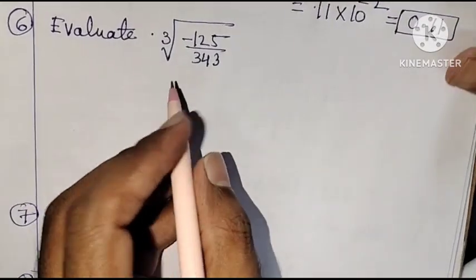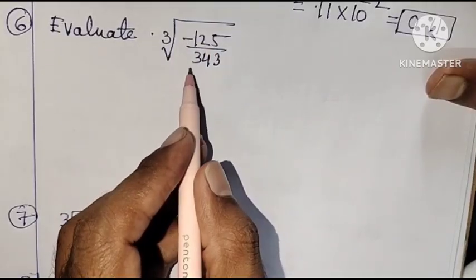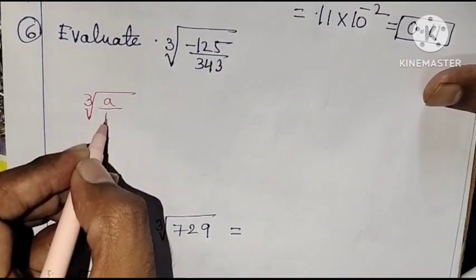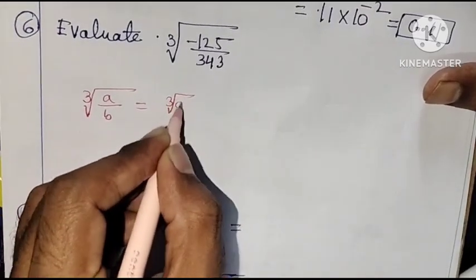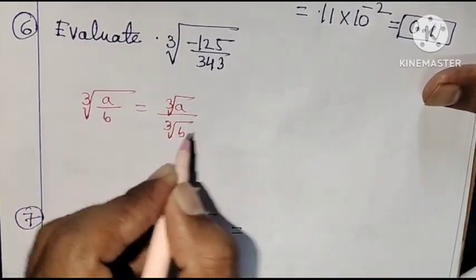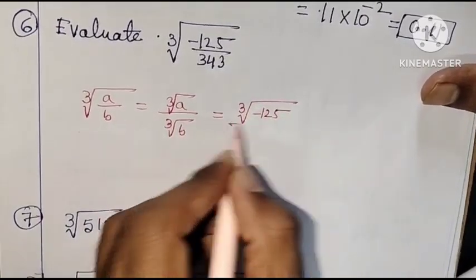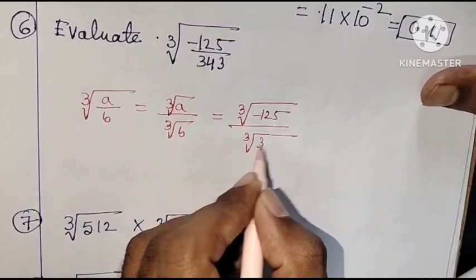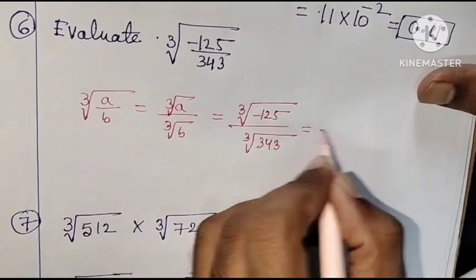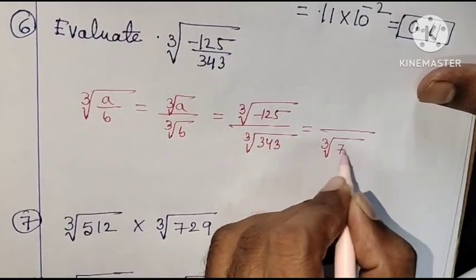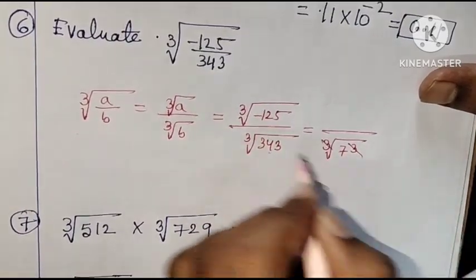Now evaluate the cube root of minus 125 by 343. We know that the cube root of a by b is equal to the cube root of a by the cube root of b. So apply the same concept. Cube root of minus 125 divided by cube root of 343. First of all, cube root of 343. We know that 343 means 7 cube. So the cube root gets cancelled.